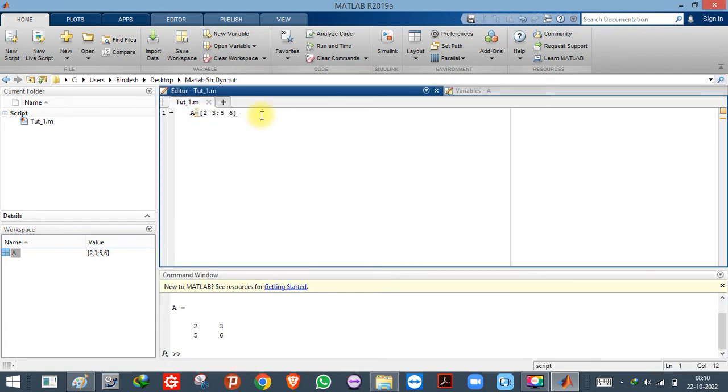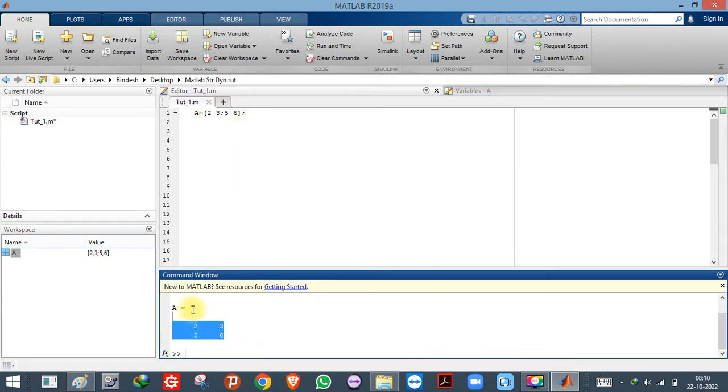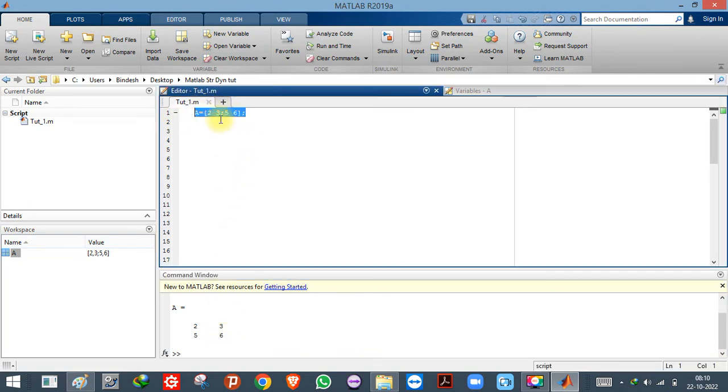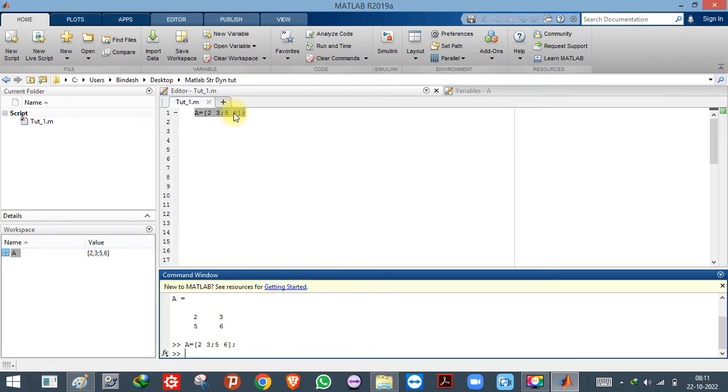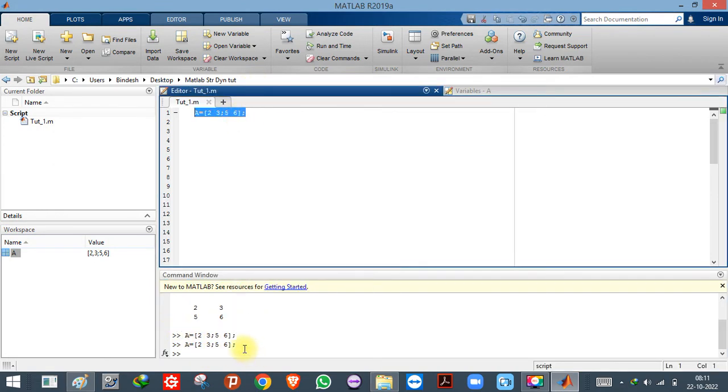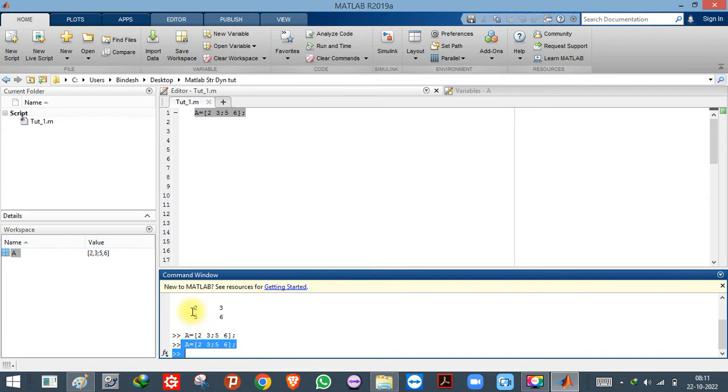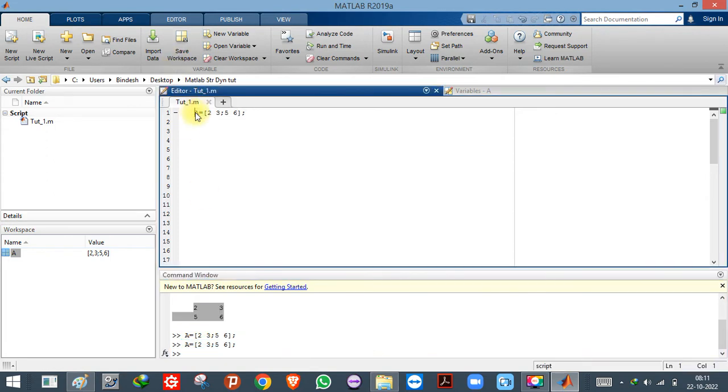Now let's say you are writing code with 5,000 or 6,000 lines. If you are not putting a semicolon at the end, everything will be displayed over here. Displaying a small matrix is not a big problem, but if you have a big code, displaying everything takes lots of memory. So we use a semicolon to suppress the response. See, I have executed it right now. It is showing me just the execution, but it is not showing me this value. Okay, I'll clear the screen.